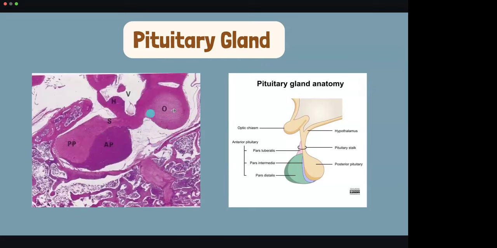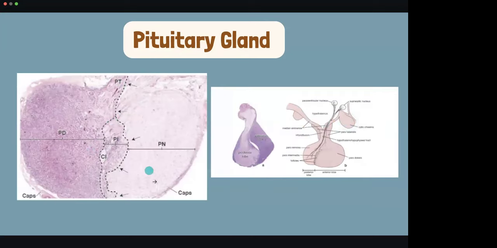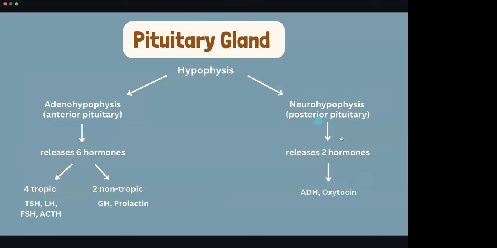So here's a picture you can see. This is the optic chiasm, hypothalamus, posterior, anterior pituitary. You can see how much more darker it is than the posterior pituitary. It's more light because of the myelinated axons present there. This is the pituitary stalk, the infundibulum that we were just talking about. Here's another picture. You could see the posterior pituitary. It's much more lighter compared to the anterior pituitary, and the posterior pituitary is lighter because of the myelinated axons.